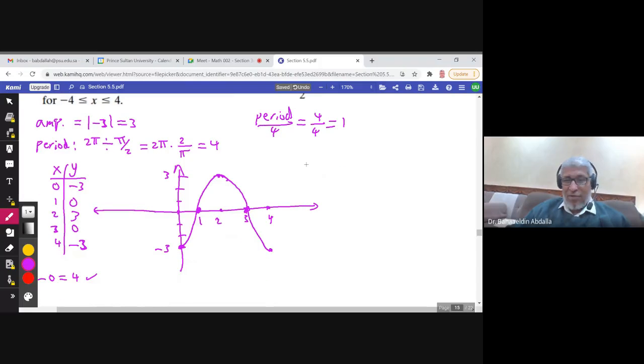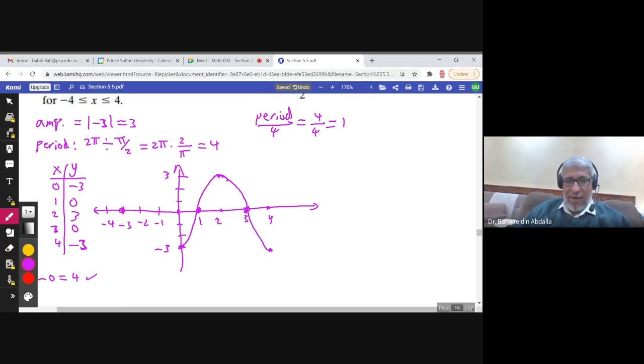I know that the unit of measure is 1, so I will go negative 1, negative 2, negative 3, negative 4. This is a new period. Okay, a new period starts from here to here. 5, 1, 2, 3, 4, 5.